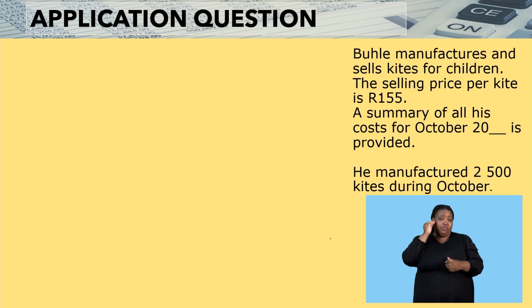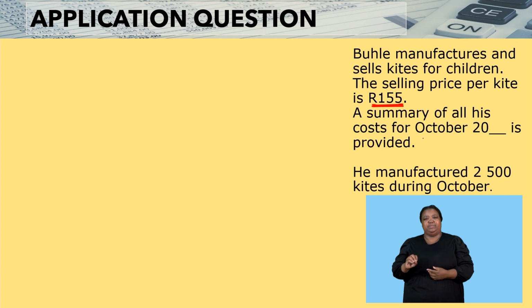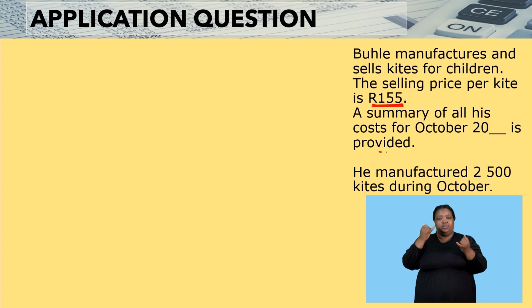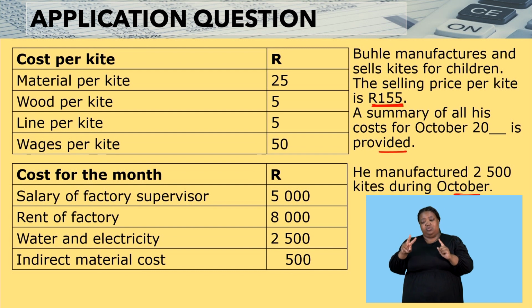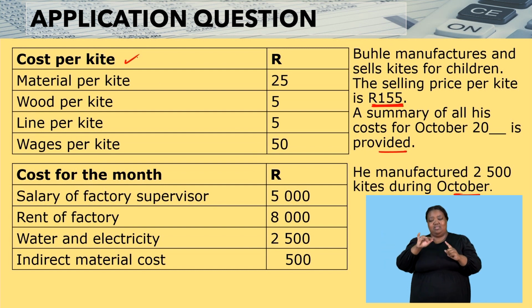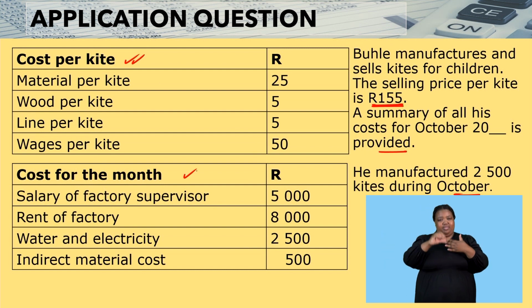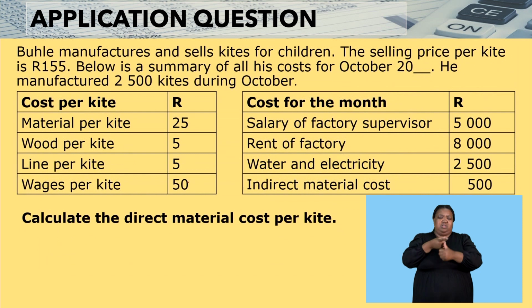So the information then says, Buhle manufactures and sells kites for children. The selling price per kite is 155 rands. A summary of all his cost for October is provided. He manufactured 2,500 kites during October. There is the information. We have the cost per kite and the cost for the month. So we need to use this information. Let's see what we are to calculate.